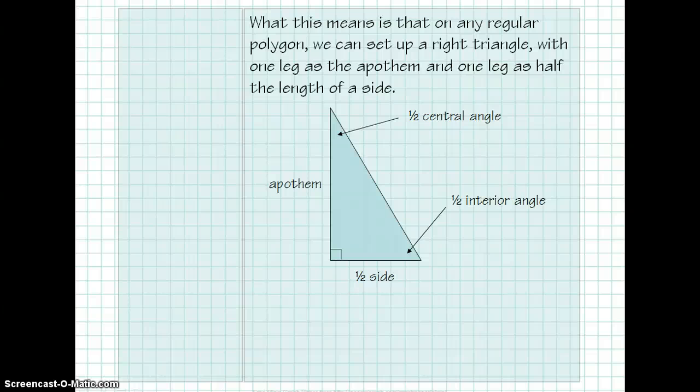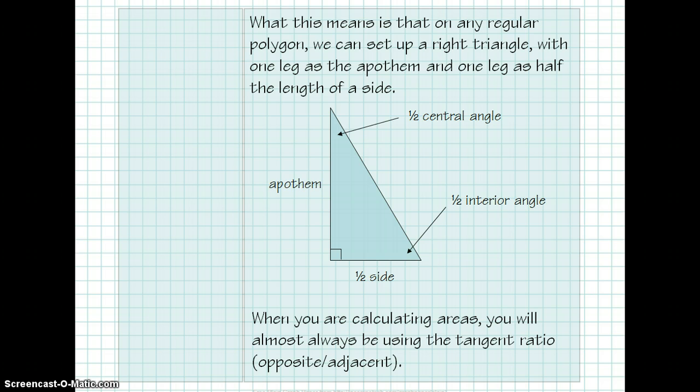What this means for you is that we can take any regular polygon and create a little right triangle where one leg is the apothem, one leg is 1/2 the length of a side, and we've got 1/2 the central angle as one angle and 1/2 the interior angle as the other angle. Which means that if we know the length of a side, we can find the area of the polygon. And we're almost always going to be using tangent for this. Every once in a while, a problem will throw in this hypotenuse here, but that's usually fairly rare. Mostly we're going to be working with the apothem and the side length.